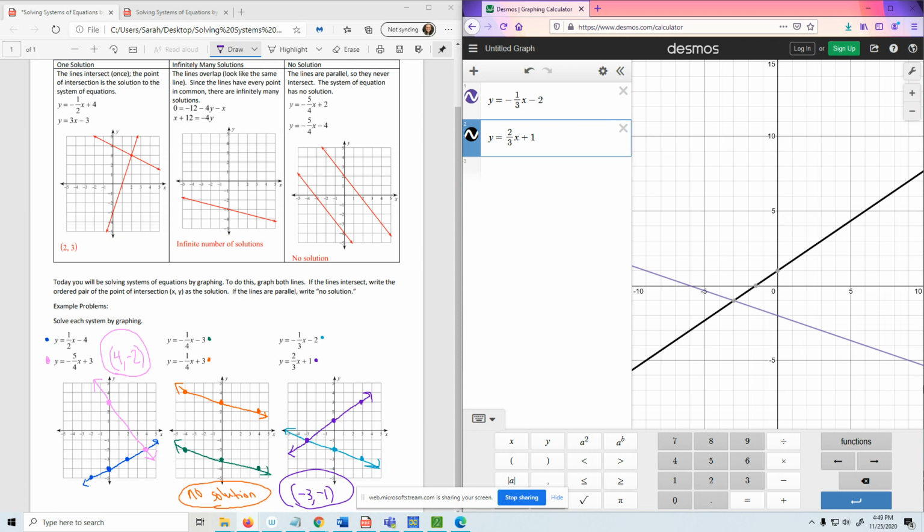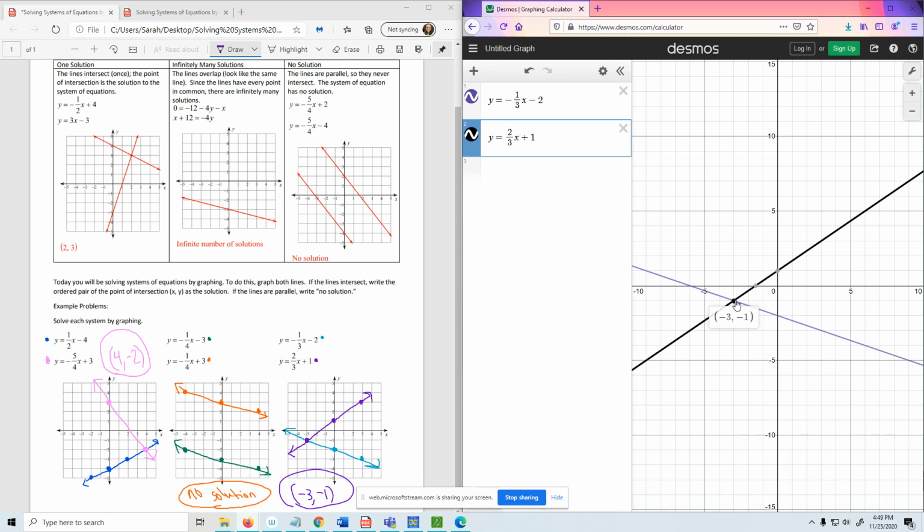A really snazzy thing about Desmos is if you click on the point where they intersect, right here, it'll tell you that solution, that ordered pair, (-3, -1). So you're welcome to use Desmos for these too.